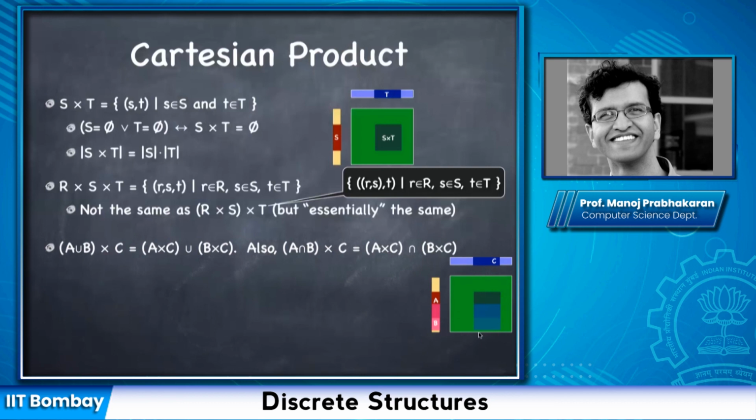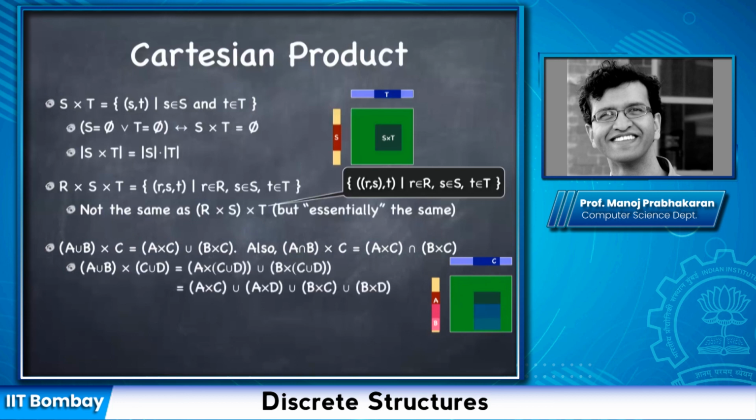Also, if you look at A intersect B, which is this region here, its cross product with C is just the middle box that you see here. If you carefully look, the box in the middle is in a slightly different color, and that could be written as the intersection of the original box A cross C and the new box B cross C. You can also quickly see this from the definitions themselves.